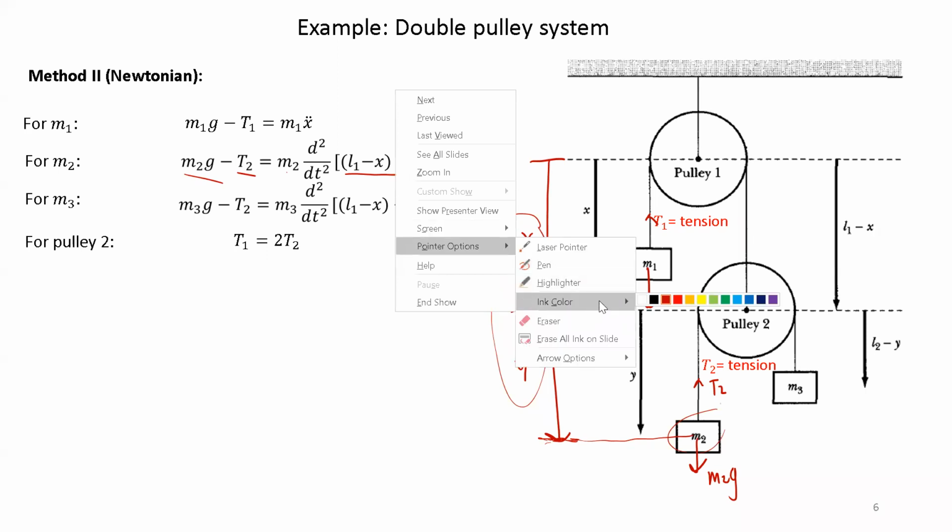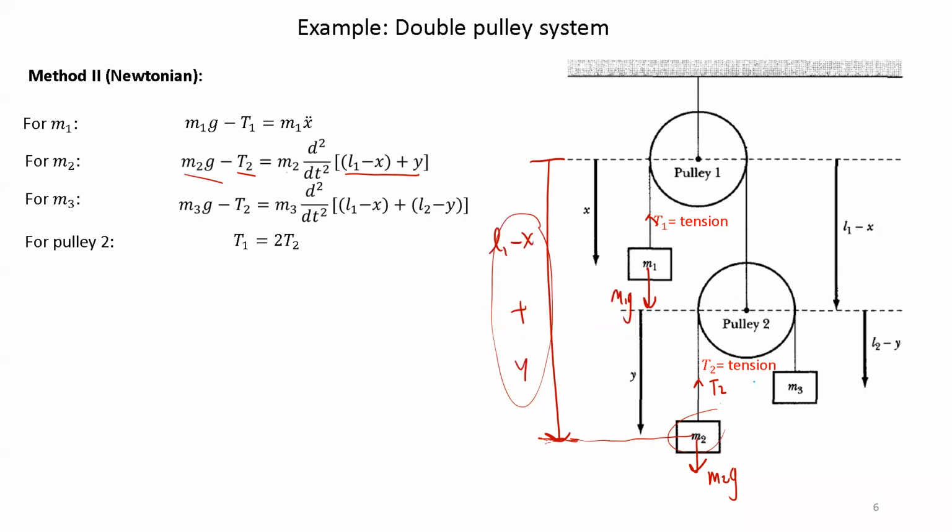So similarly, for the M3, I have this M3G, and then again I have this T2, that is the net force acting on this mass over here. And for the MA of this M3, we need to look at this whole distance, which is this one plus this one. So that's the second derivative of L1 minus x plus L2 minus y.